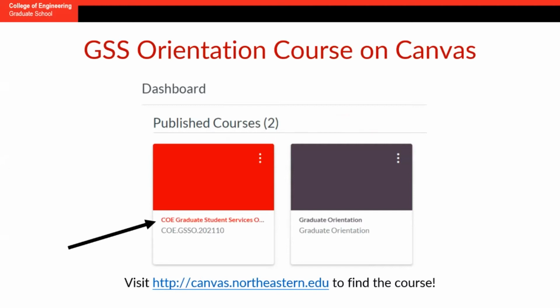All incoming fall 2021 students will be invited to join this course soon, so please continue to check your email for the invitation. This course is not for credit and it's not required for you to complete. However, we highly recommend that you complete the modules to learn more about graduate student services. Chances are that many of the topics covered in this course will apply to you at some point during your program. This orientation consists of 5 modules, and we expect that the orientation will take you 1 to 2 hours to complete, so please plan accordingly.